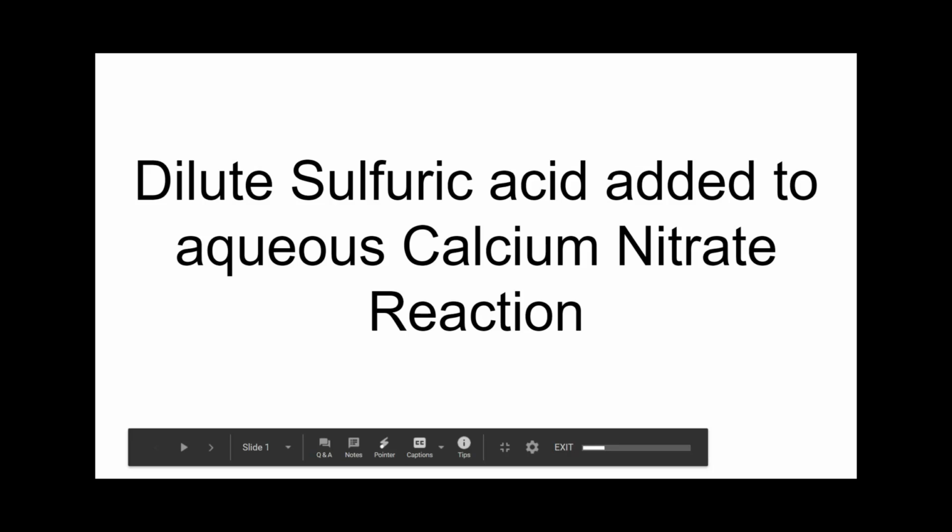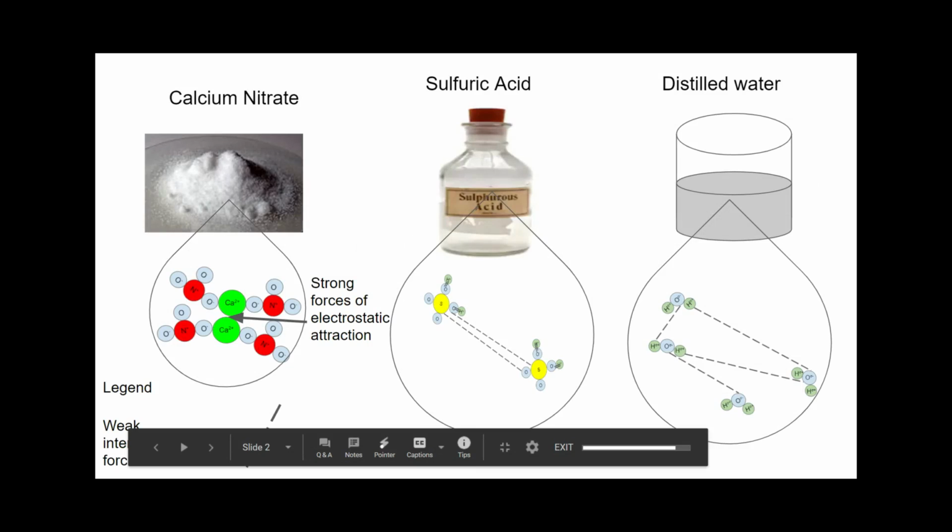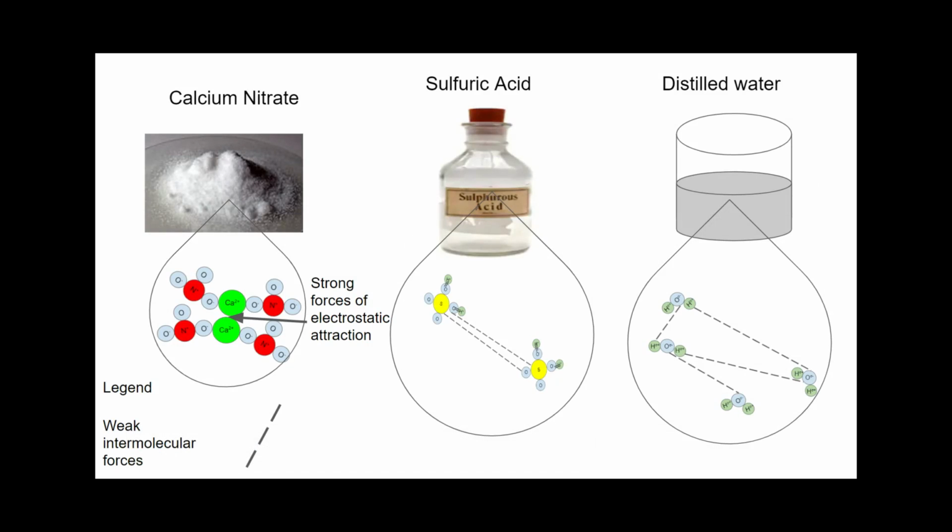The first reaction is the addition of dilute sulfuric acid to aqueous calcium nitrate, which is a precipitation reaction. A precipitation reaction occurs when two aqueous solutions are mixed together and an insoluble salt is produced. This is what the components of the mixture would look like before mixing.